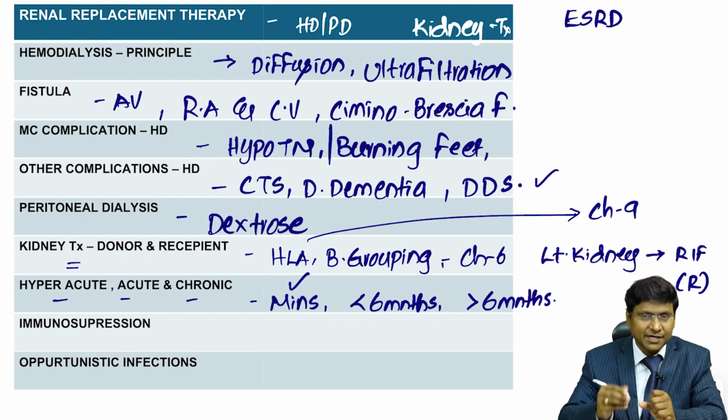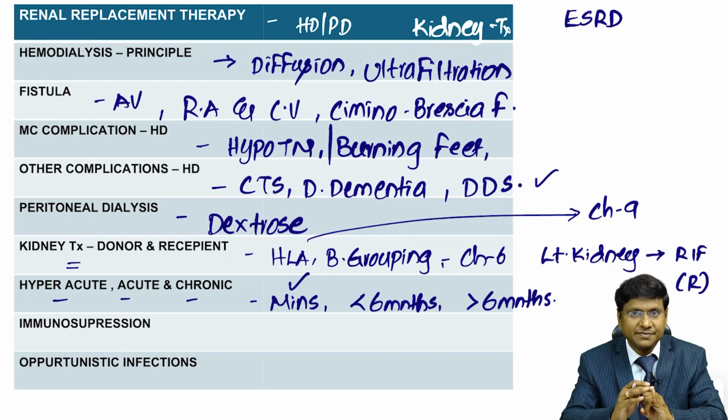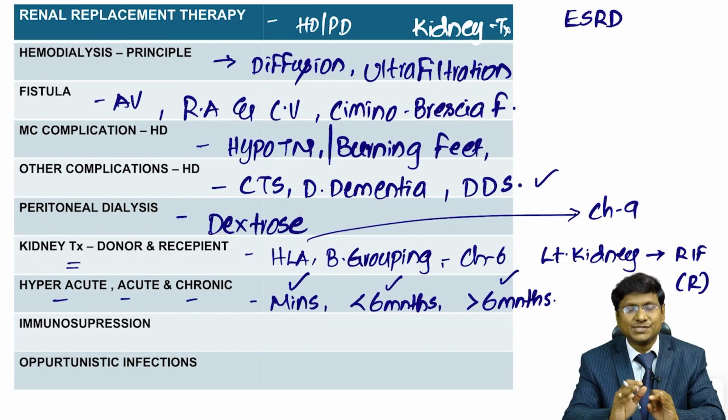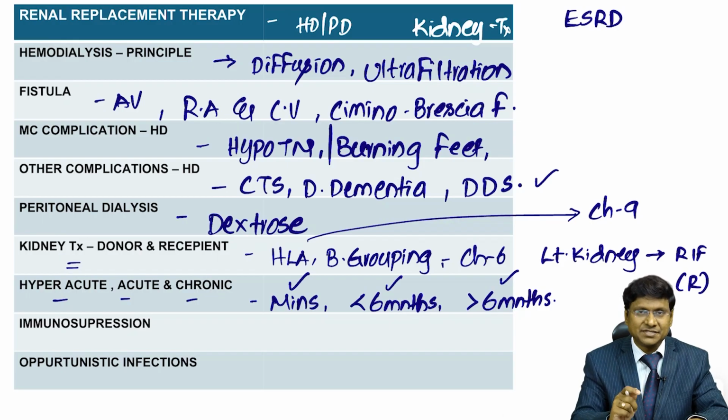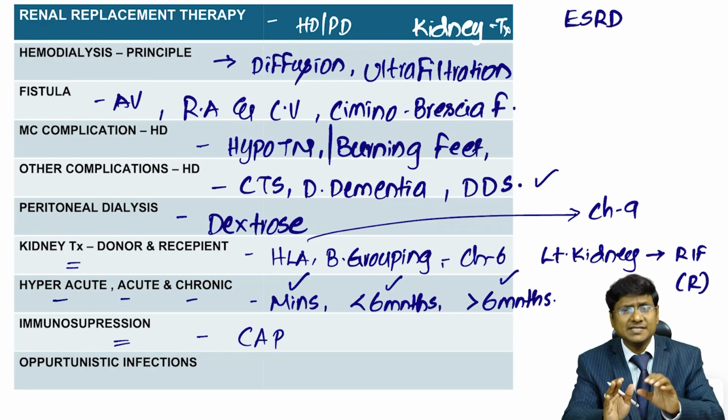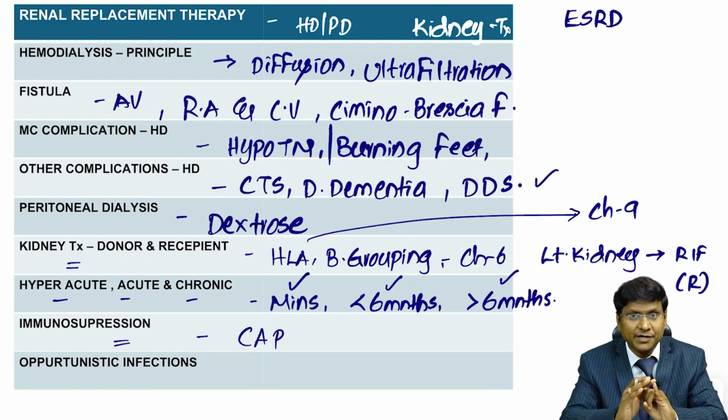So your hyperacute rejection is a type 2 hypersensitivity reaction, whereas acute as well as chronic rejections are your type 4 hypersensitivity reactions. Now, in order to prevent the rejections, you need to give immunosuppressant drugs, and these immunosuppressant drugs are CAP. What does this CAP stand for? Cyclosporin, azathioprine, and then prednisolone.